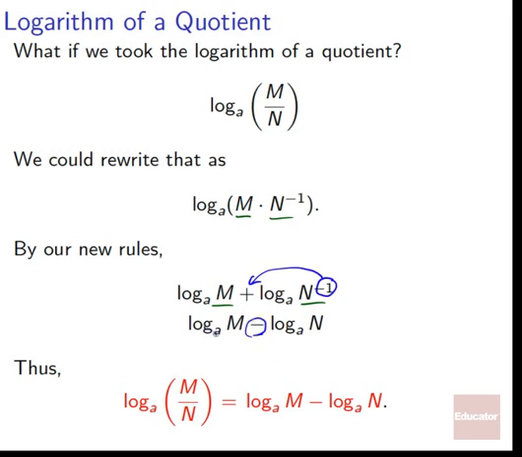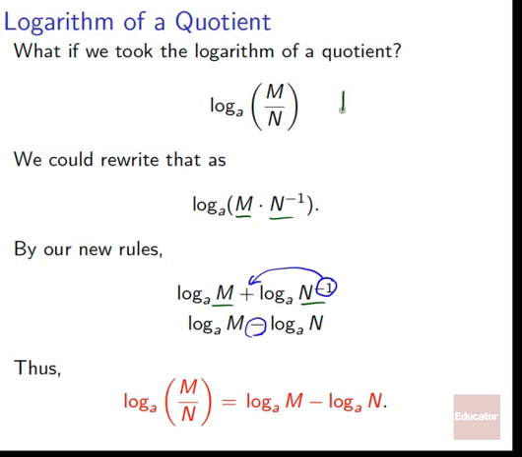So we've got log a of M minus log a of N. Thus, log a of M over N is equal to log a of M minus log a of N. So a quotient becomes a difference. The logarithm of a quotient becomes the difference of the two logarithms. Let's look at an example to help clarify this one as well.